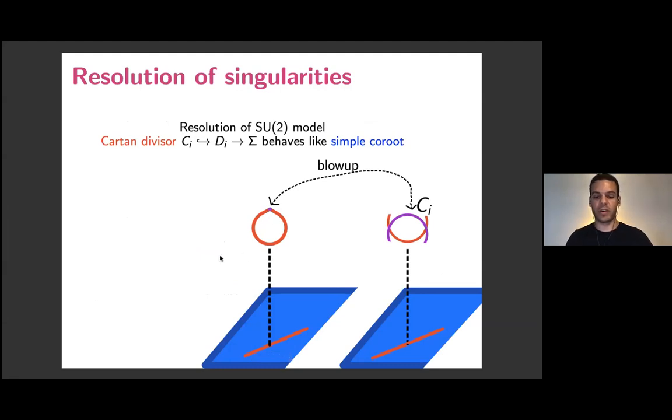So here's a very crude picture of the resolution of singularities. If one of the singular fibers, or a collection of them rather, has a singular point, we can do blowups, which replace the singular points with smooth spaces. In this case, a genus zero curve, or you can think of this as a complex projective space.